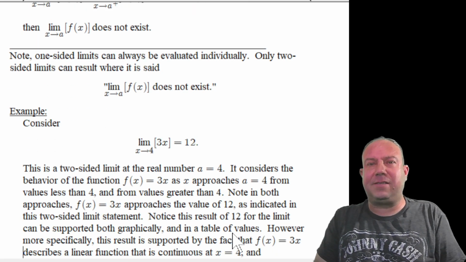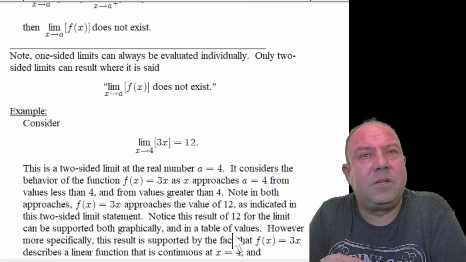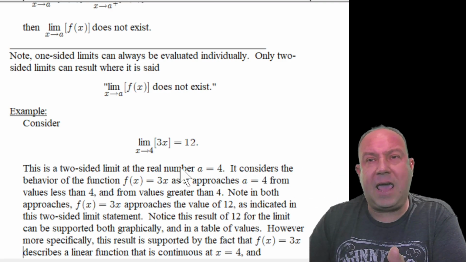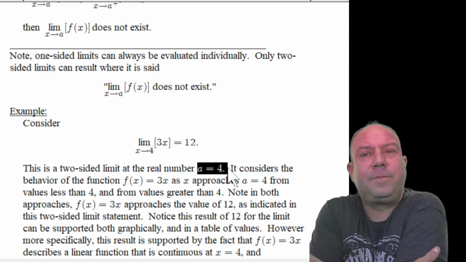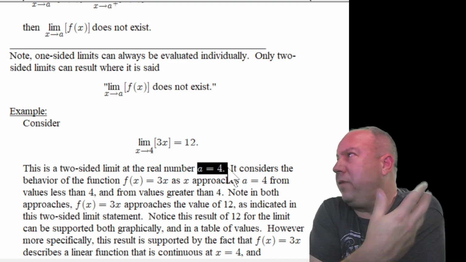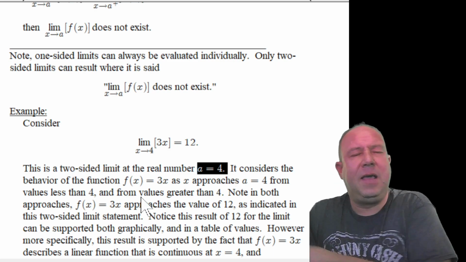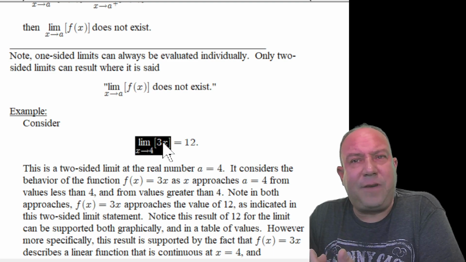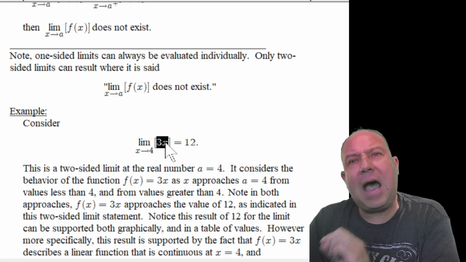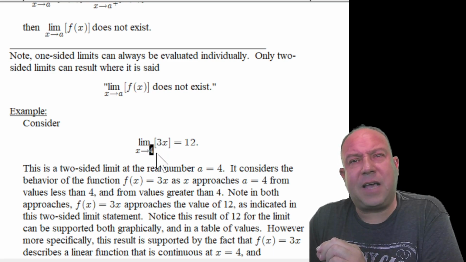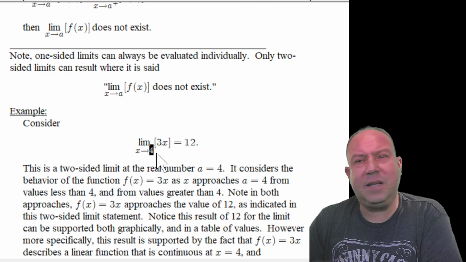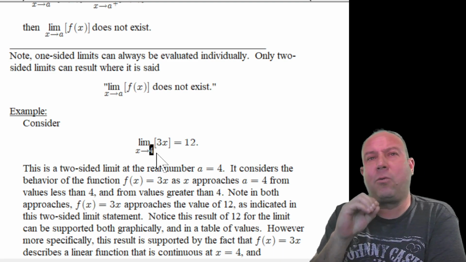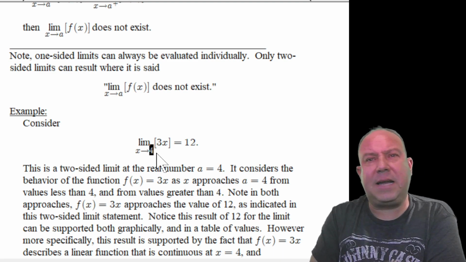Now, I might consider the limit as x approaches 4 of 3x, equal to 12. This is a two-sided limit at the value where a is equal to 4. And what it's asking, as we've mentioned again and again, goes back to what it means to be a limit. This limit is asking the function 3x, how do you behave as x approaches 4? How do you behave as we approach from values less than and greater than 4? How do your one-sided limits behave?